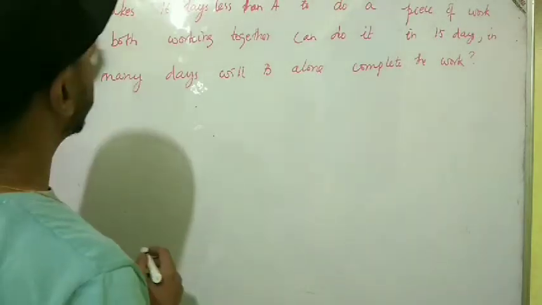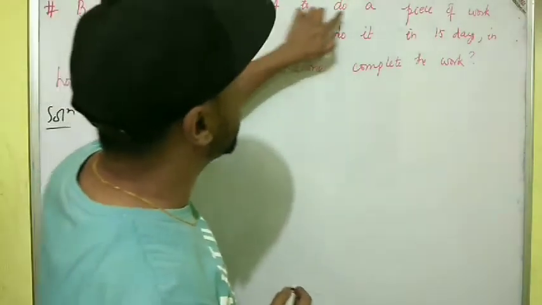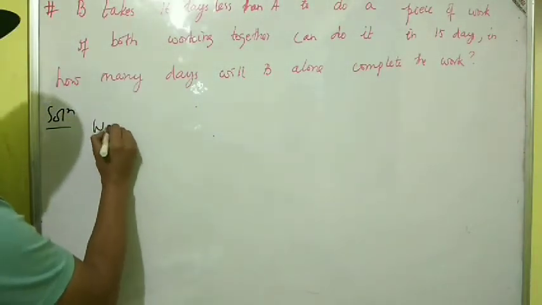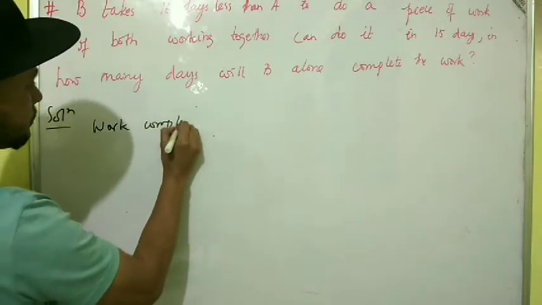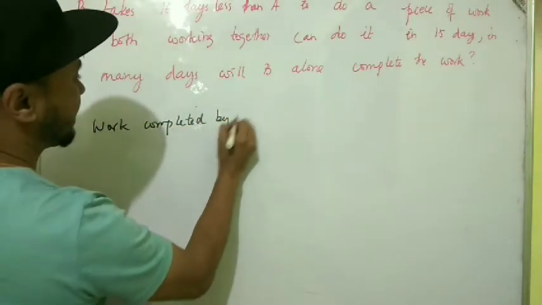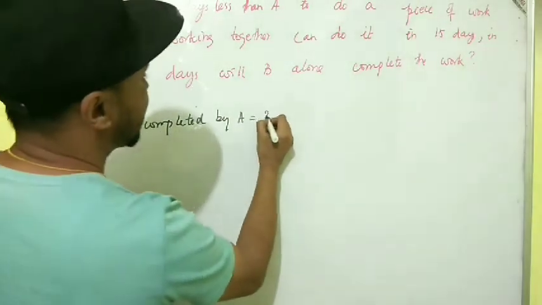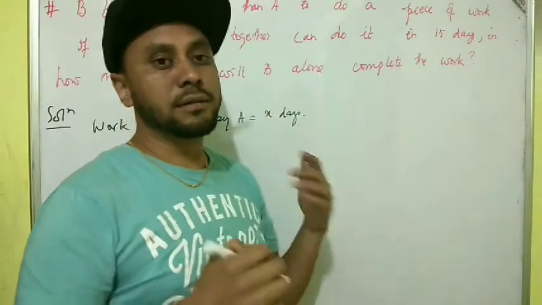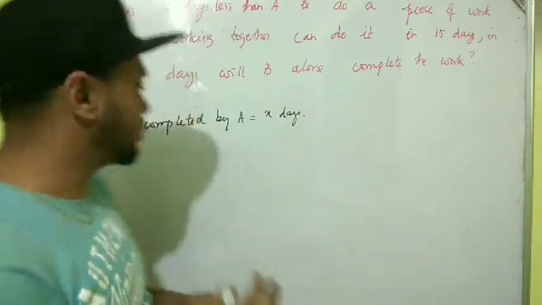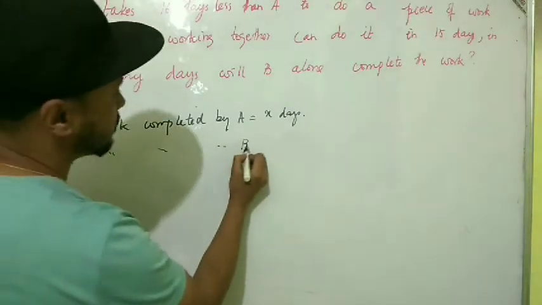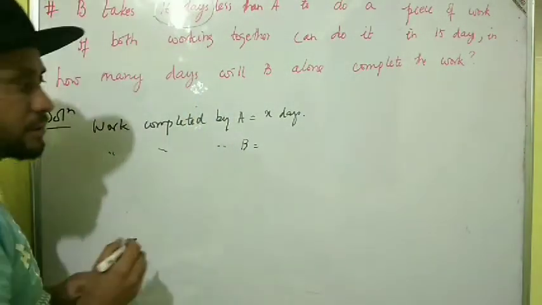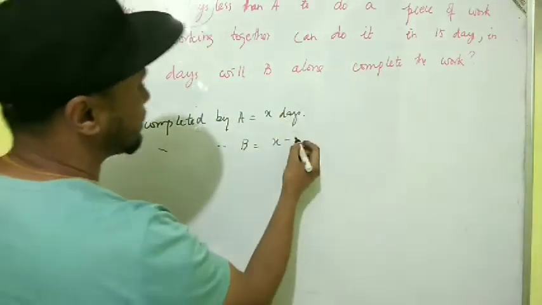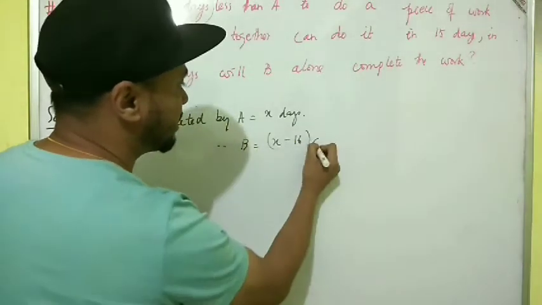Let's go to the question first. B takes 16 days less than A to do a piece of work. Let us take that the work completed by A is in X days. We don't know how many days A or B can complete the work. So if A can complete the work in X days, then B can complete it in 16 days less, so that means X minus 16 days.